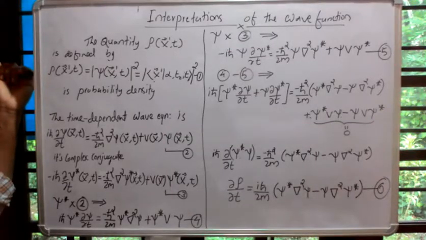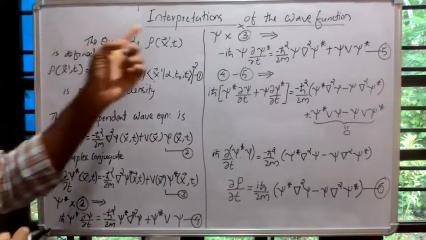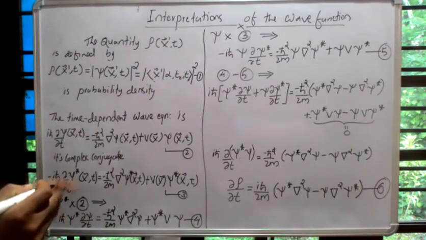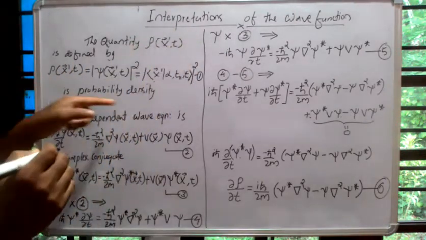Hi all, we have looked over the probabilistic interpretation of the wave function. Now we are going to examine another aspect of the wave function and the interpretation of the wave function psi. Let me define a quantity rho of x dash, t as the probability density.